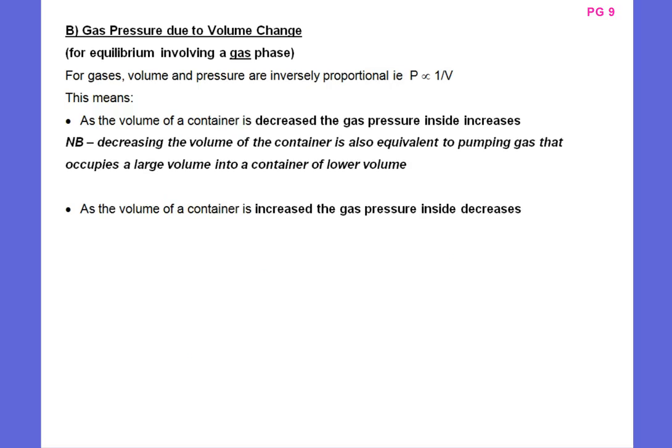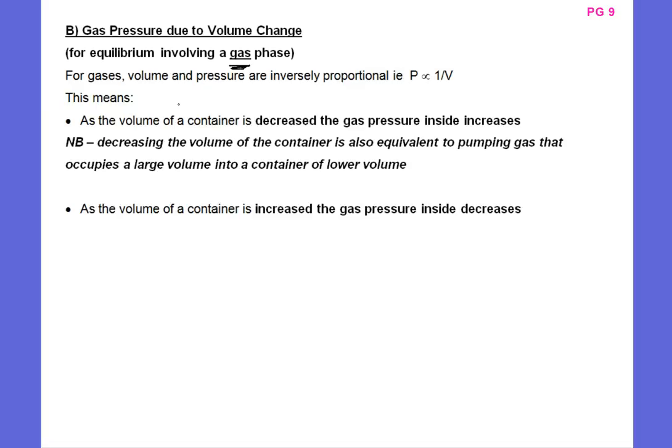The next example is looking at volume changes, the second thing that can affect equilibrium. And this is volume change for reactions involving a gas phase. Volume change only affects things if they're in the gas phase. And an important thing to know about gases is that pressure and volume are inversely proportional. Pressure is proportional to 1 on the volume.